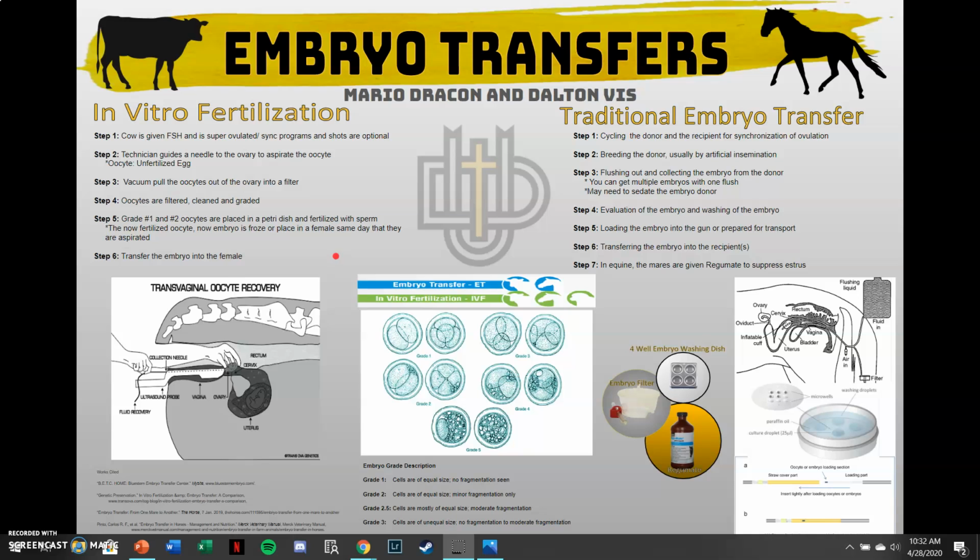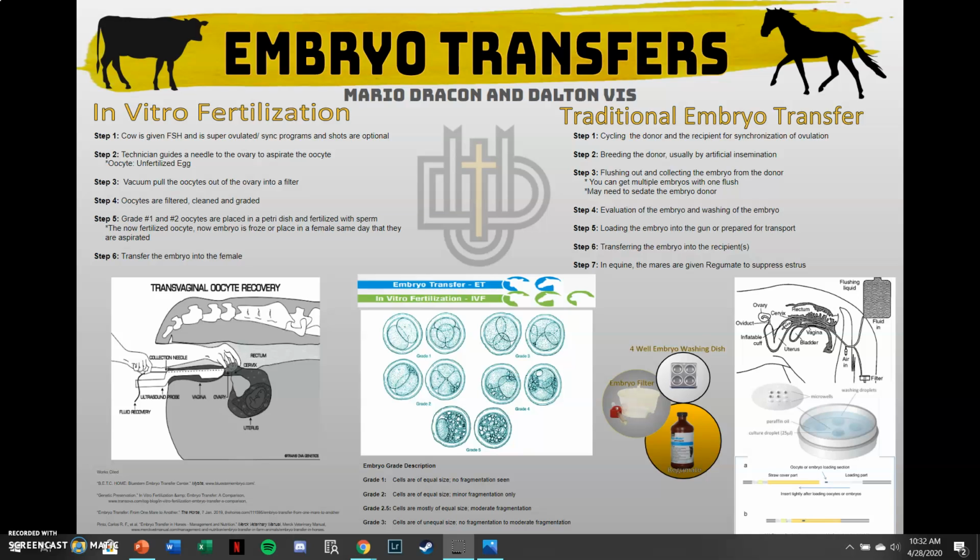Some of the pros and cons of IVF. Some of the pros would be that it can actually be done on a virgin animal, or even while the female is pregnant, which is one of the main reasons that IVF is becoming so popular. It doesn't matter what condition the donor is in, you can still usually get an unfertilized egg. There's also a higher chance of donors aspirating more eggs than traditional embryo transfers, and it can also be done every few weeks.